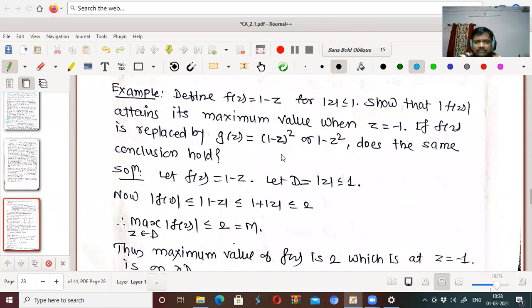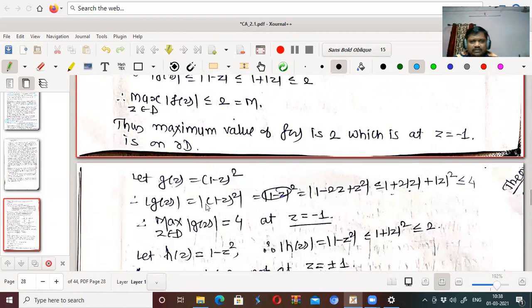Similarly, in the second example, we have shown that the maximum value of f(z) equal to 1 minus z is attained when z equals minus 1. Z equal to minus 1 is on the boundary of this region. |z| less than or equal to 1 is a circle having center at the origin and radius 1. On the left side, z equal to minus 1 is the point on this boundary. Okay, that is the case.